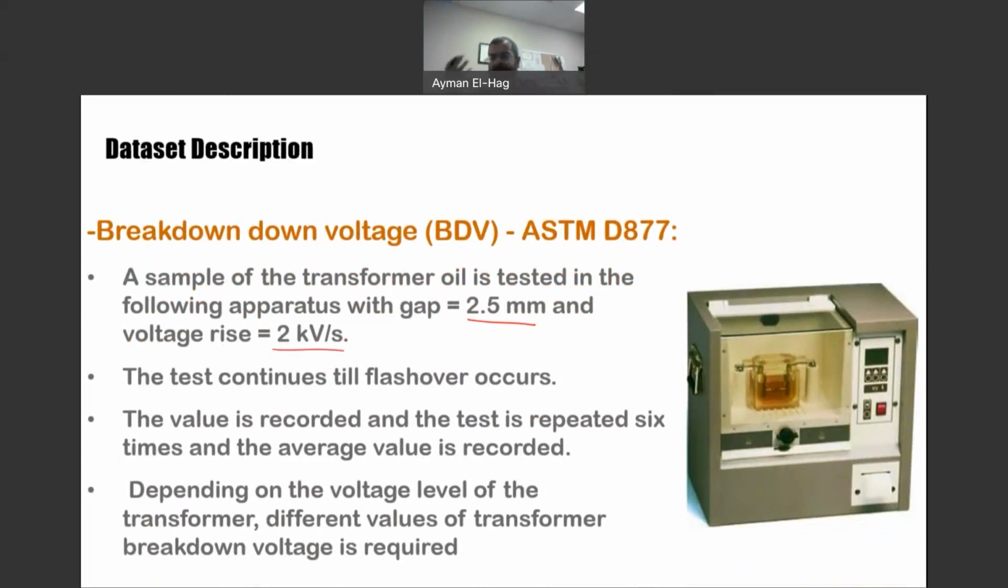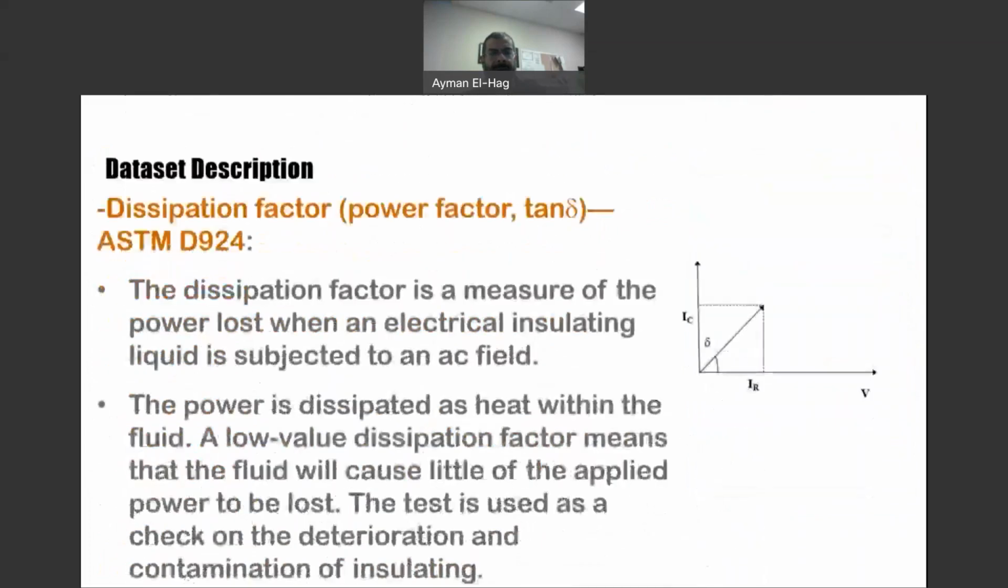There is some sort of mixing of the oil to remove the hydrocarbon, the carbon materials, and then apply the voltage again. You do that 6 times, and you take the average value of these 6 times. This will be your breakdown voltage of your oil.